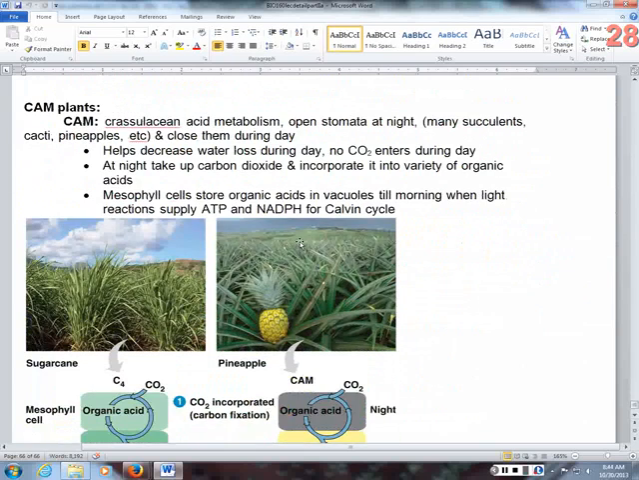So the CAM plants are another way of dealing with this. What they're going to do is open their stomata at night. So they'll take in the carbon dioxide at night, and basically they do their light reactions during the day and their carbon fixation at night. Succulents are one example of a plant that does this. Pineapples do, and a lot of cactuses do. They'll have more of a waxy type of leaf that helps to protect it.